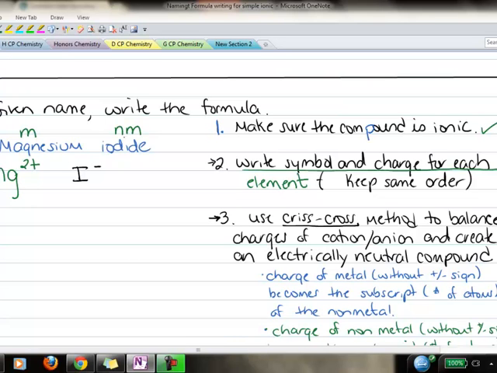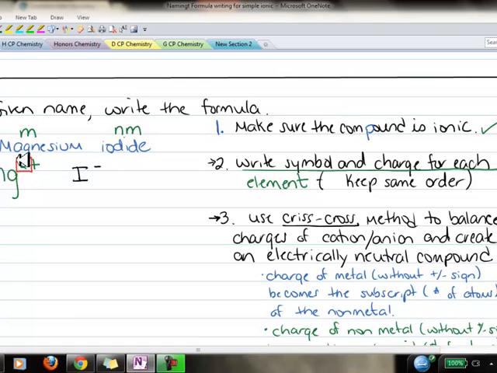Now, step 3. Use the crisscross method to balance the charges of the cation and the anion and create an electrically neutral compound. So here's where we need to do a little bit of math. So magnesium starts out as a +2. It has 2 electrons it wants to give away. Iodine can only take 1. So in order to get everybody with a full shell and not leave any electrons hanging around, we need to add a second iodine. And the way we know that is by a shortcut method called the crisscross method.